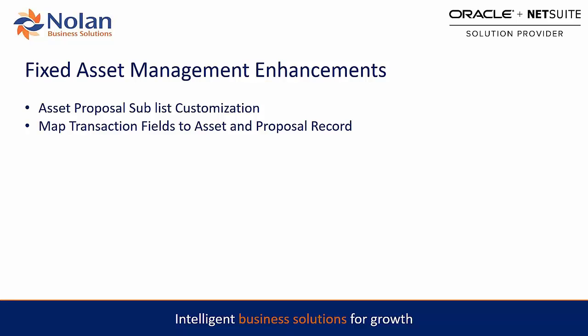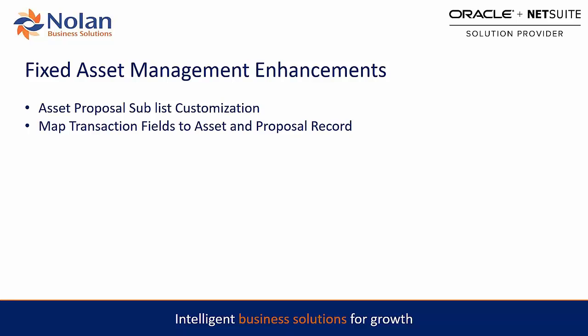And third of all, we've got a couple of enhancements in the fixed asset management add-on. We can now add asset proposal sublist customization, so we can add new fields and we can add more than one asset proposal sublist, which is pretty cool. We can also, right from the off, map the transaction fields to the asset and proposal record. So when we're raising, say, a bill or an invoice, we can bring through an asset in there and have it directly mapped to the asset or the asset proposal record, which is pretty cool.